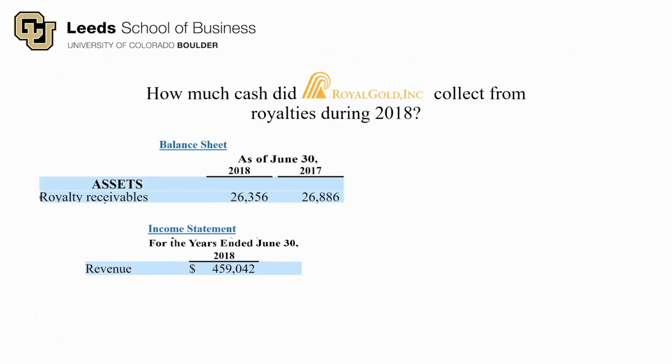So let's go through this practice problem, and the practice problem asks, how much cash did Royal Gold collect from royalties during 2018? And what I'm giving you to solve this problem is an excerpt of their balance sheet, the royalty receivables account, which is their accounts receivable account, and an excerpt of their income statement. I'm showing you the revenue. And so now what we do to solve this problem is recreate the T account for accounts receivable. And Royal Gold calls it royalty receivable.